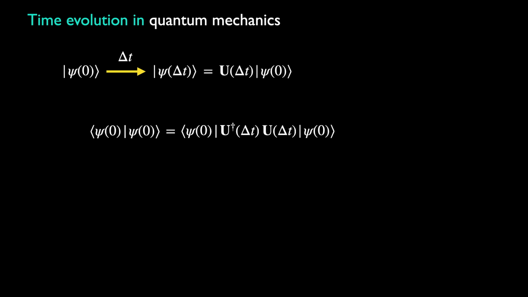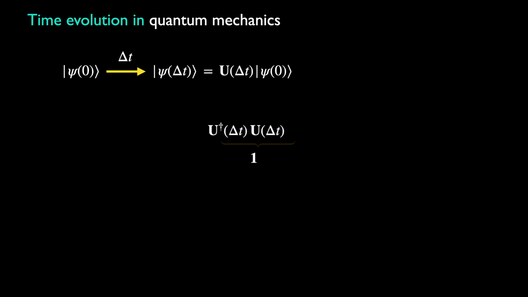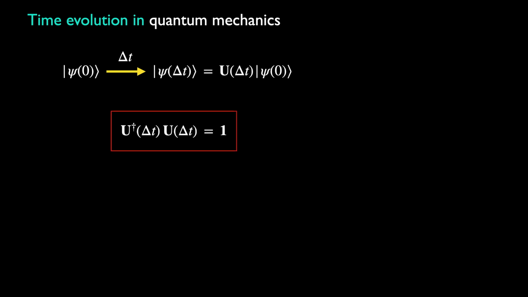For this equation to hold for any state psi 0, U dagger U must be equal to the identity operator. This is the same as saying that the inverse of U is U dagger. Any operator that satisfies this property is known as a unitary operator. Since any operator can be expressed as an exponential of another operator, let's express U as an exponential where the operator H remains to be defined.